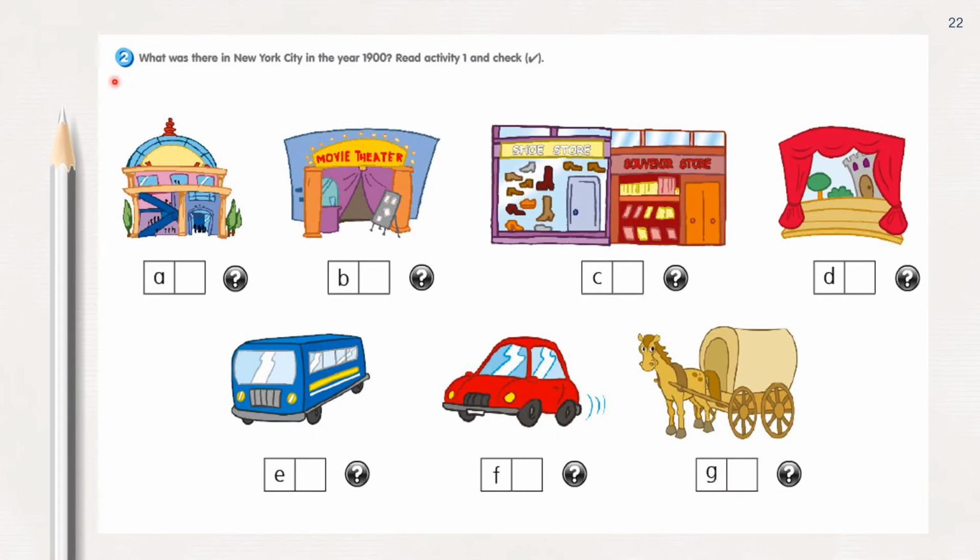Okay, class. Activity 2. What was there in the New York City in the year 1900? Read activity 1 and check. That means you have to put a small tick in the box. You have to identify the picture, read activity 1, and put a small tick in the box if this place was there. For example, the first one is shopping center. So were there any shopping centers in the year 1900? If it is yes, put a small tick. If they weren't over there, don't put a tick. I'll give you a minute, then come back to check your answers.